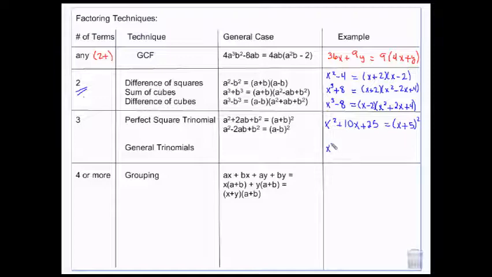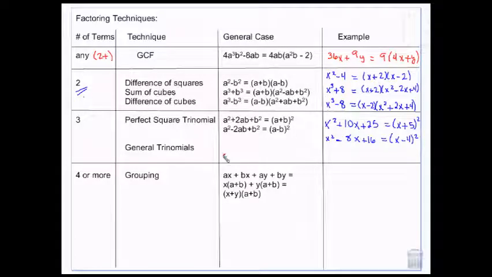Or I could have x squared minus 8x plus 16. That would be x minus 4 squared because 16 is 4 squared. And x times 4 times 2 is 8, but it's minus. So it's minus. General trinomials.